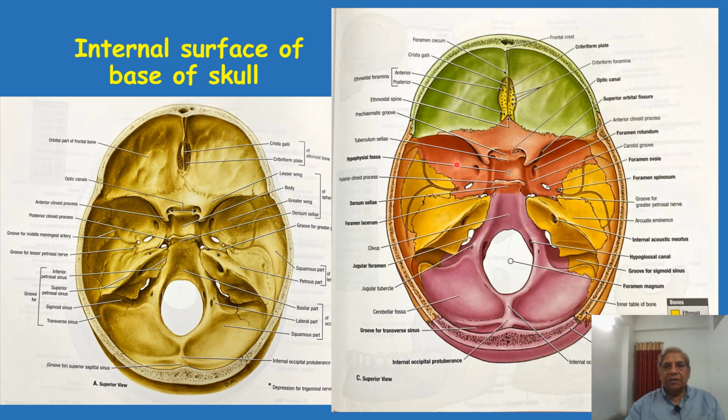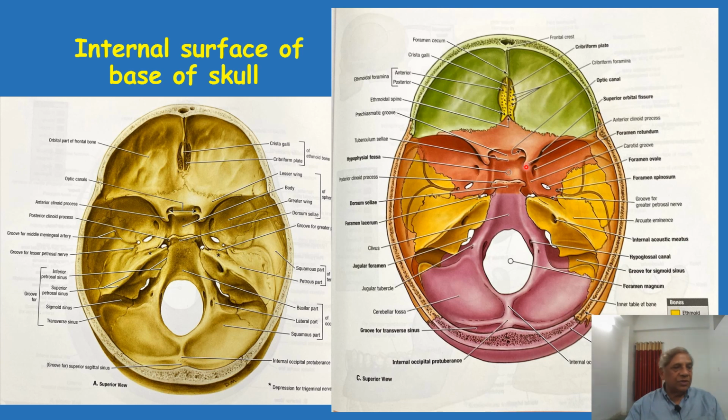Okay, then he may ask you what are the bones which are forming the floor of the middle cranial fossa. Then you can say that in the midline it is the body of the sphenoid, and this depression or fossa which is seen in midline is the hypophyseal fossa, which gives lodgement to the pituitary gland. So here rests the pituitary gland.